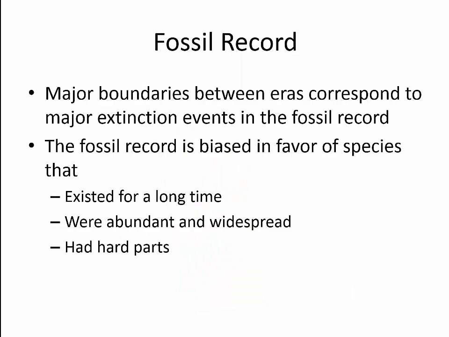What does the fossil record tell us? Major boundaries between eras correspond to major extinction events in the fossil record. The fossil record is biased in favor of species that existed for a long time, were abundant and widespread, and had hard parts. So we don't really have a complete picture. All we have is some record of some of the organisms that lived in those times. We don't really know what happened because a lot of it just didn't preserve.